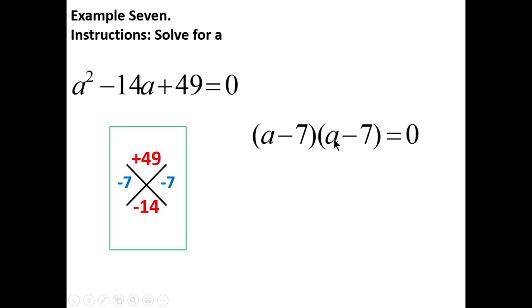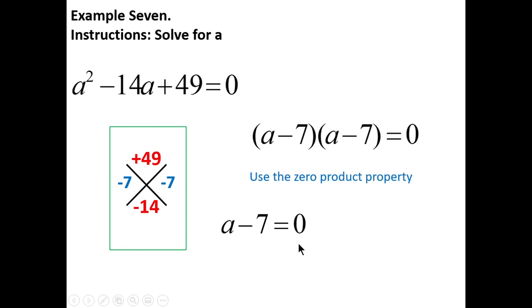So here are your two factors multiplied together. We're going to find out what makes this factor 0, and that'll be one of our answers. Then we're going to find out what makes this factor 0, and that'll be our other answer. So we're going to use the zero product property. One of these two has to be 0. So A minus 7 is 0. So what does A have to be?